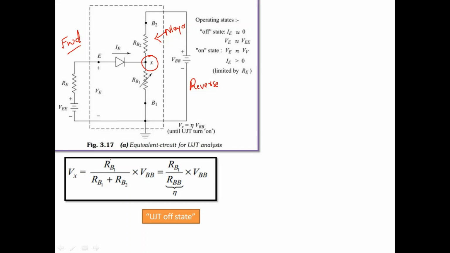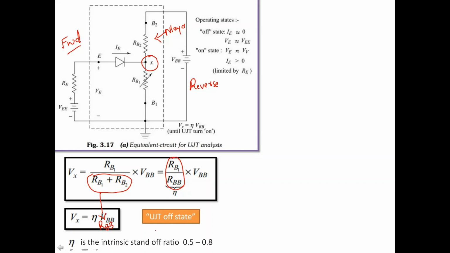This RB1 divided by RB1 plus RB2 can be written as RB1 divided by RBB, because RB1 plus RB2 can be summed up as one term, that is RBB. So what is Vx? Vx can be written as eta times VBB. This whole term I'm going to substitute as the eta value, where eta is the intrinsic standoff ratio, which varies from 0.5 to 0.8.